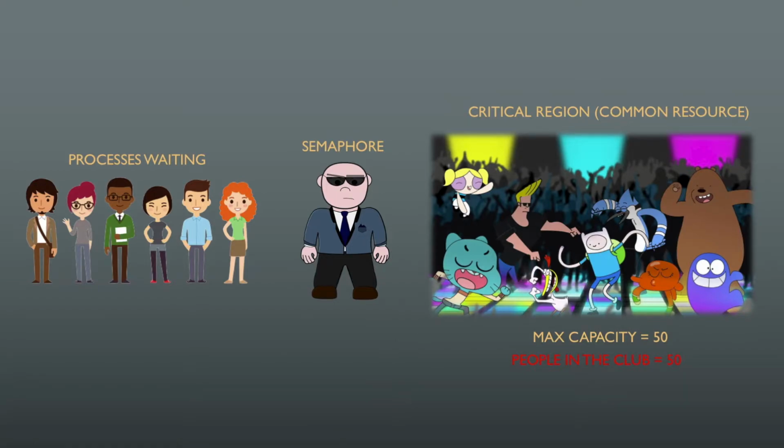So currently, the club has a maximum capacity of 50 people, and there are currently 50 people inside the club. Thus, if any new processes come, they have to wait because the semaphore is not allowing them to access the critical region. Now, as the number of people inside the club goes down to 49, the semaphore signals to the different processes that are waiting to allow one more process to enter the critical region. In our example, that would mean that the person that came first would get to enter the club itself and have a good time.